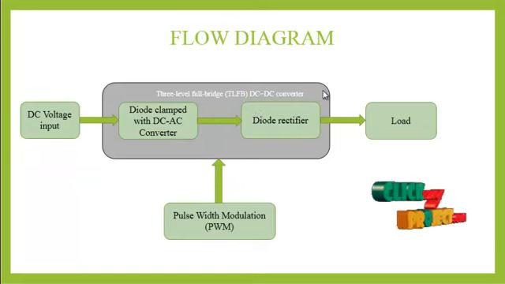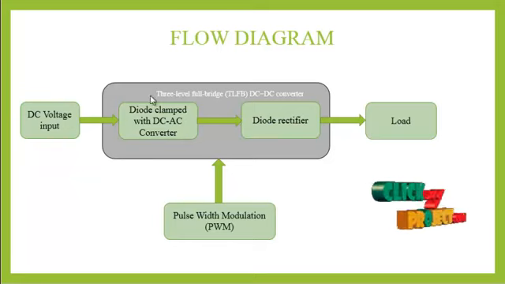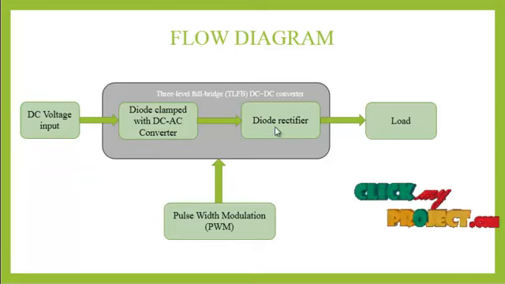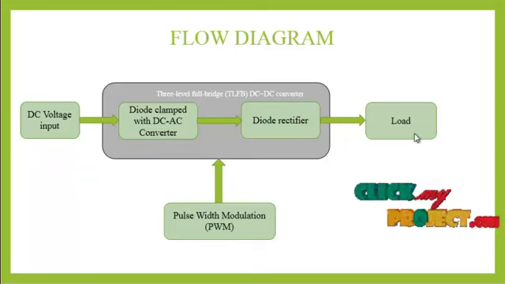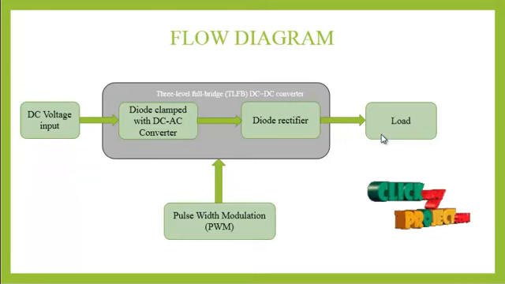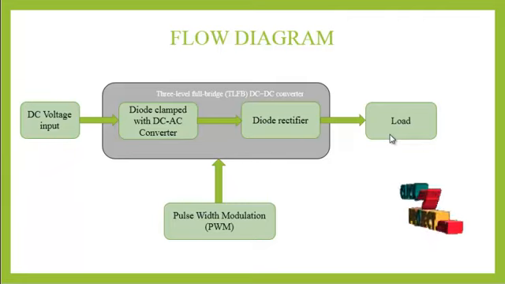The diode rectifier converts AC to DC, so we convert to DC again. So these two blocks process DC to AC, and again AC to DC. This block is specifically the 3-level full bridge DC to DC converter. Then we pass to the load. We can use different types of load: resistive load, inductive load, RC load, or RLC load, different combinations of loads. But we specifically use the resistive load.